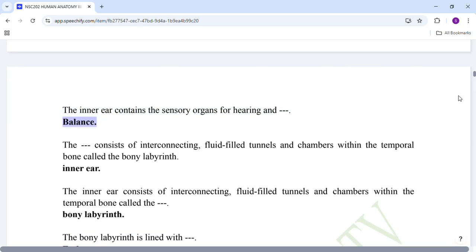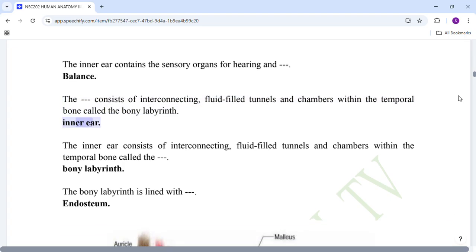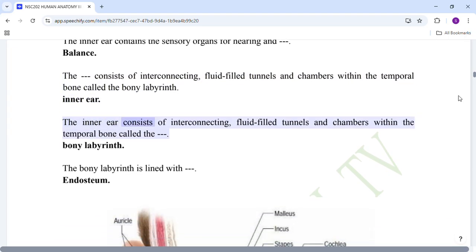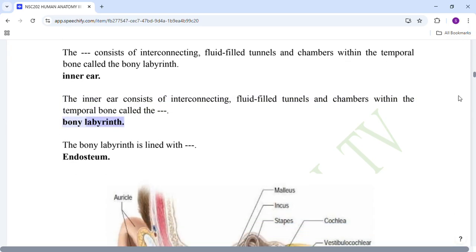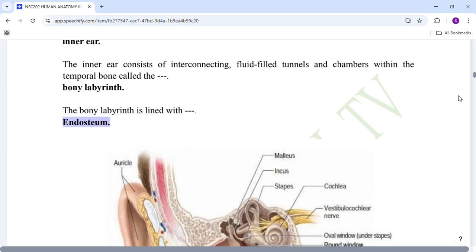The inner ear consists of interconnecting, fluid-filled tunnels and chambers within the temporal bone called the bony labyrinth. The bony labyrinth is lined with endosteum.